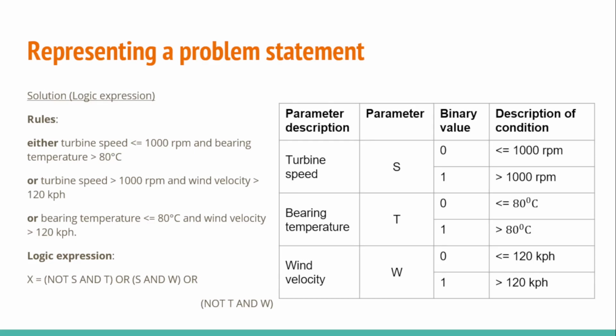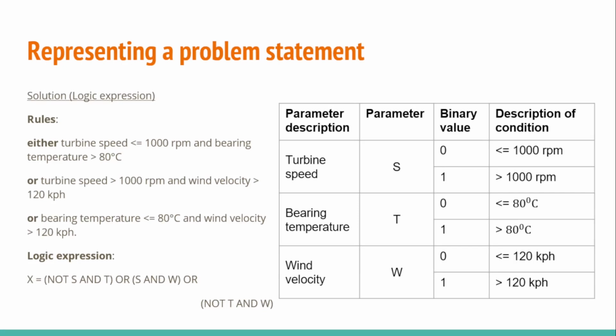The next condition or rule is that turbine speed is greater than 1000 rpm. Our turbine speed S greater than 1000 rpm has the binary value 1, which makes it to be S. And the wind velocity is greater than 120 kph. The wind velocity greater than 120 kph has the binary value of 1, which makes it to be W. Hence, we have S and W.